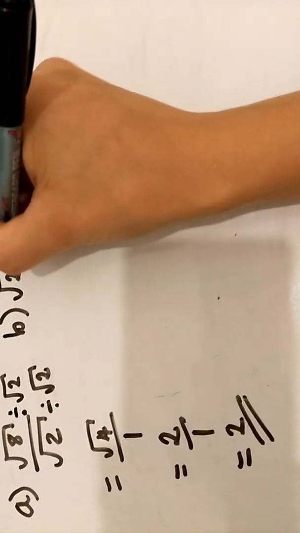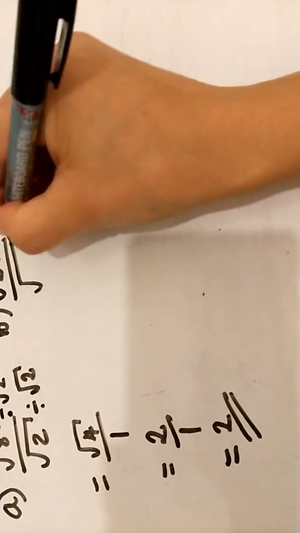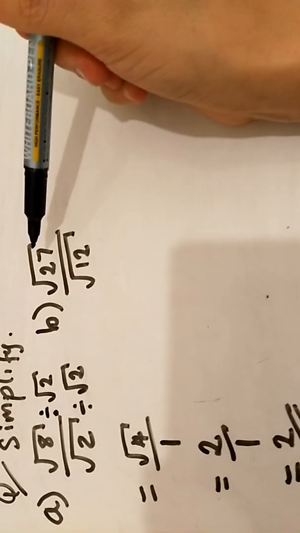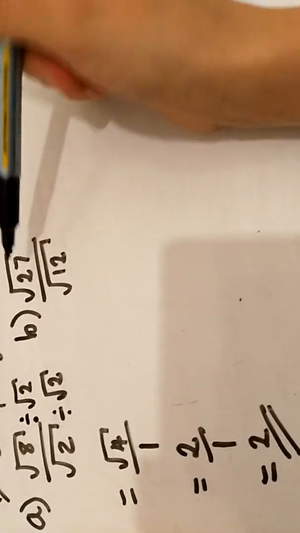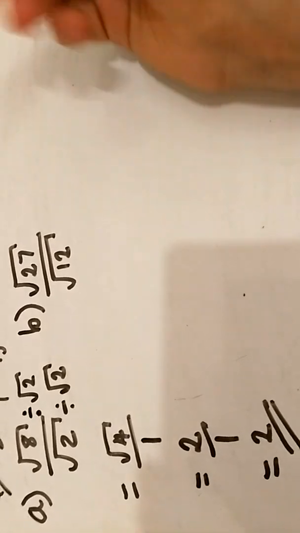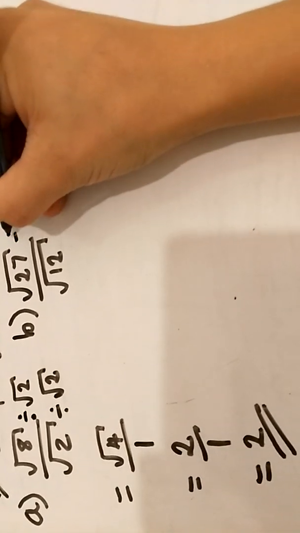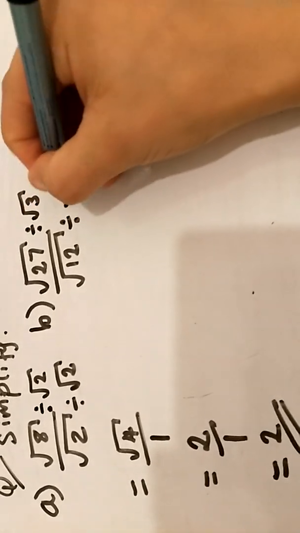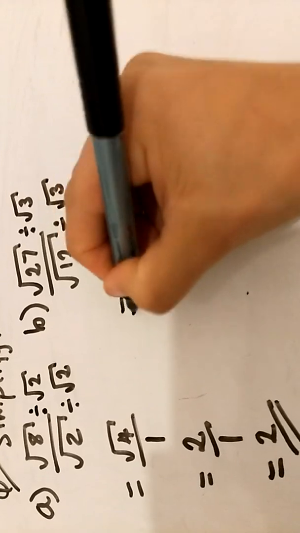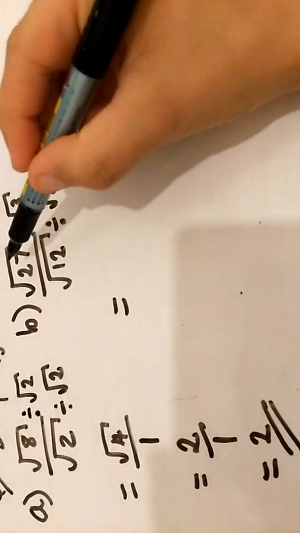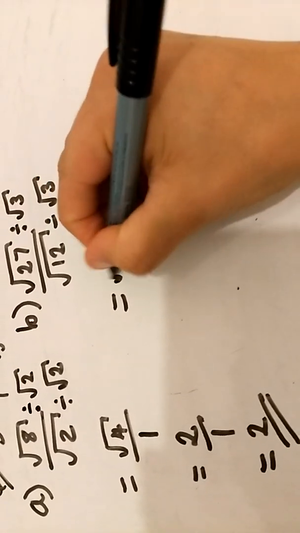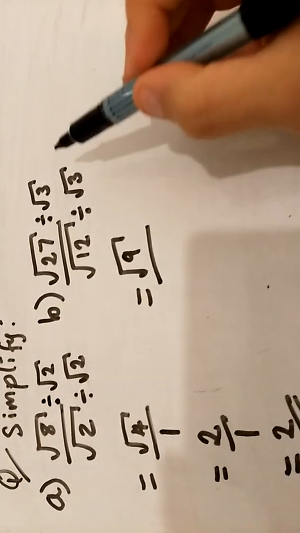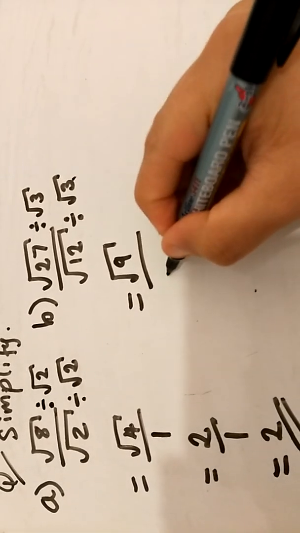Root 27 divided by root 12. So we look for the highest common factor. What is the highest common factor between 27 and 12? 3. So I can divide the top by root 3 and the bottom by root 3. Square root of 27 divided by 3, or 27 divided by 3 is 9. So I keep it under the square root because I'm working with surds here. Root 12 divided by root 3 is root 4.